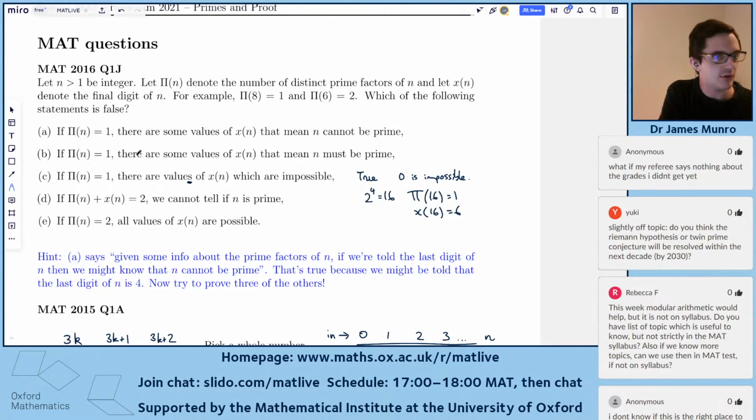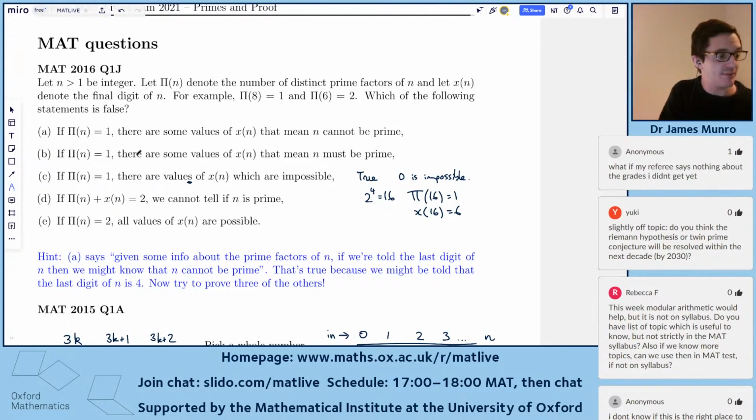This week, so on screen at the moment, we've got one of my referees says nothing about the grades I didn't get yet. Your referee will be asked to predict grades. It's part of the UCAS interface. They will be asked to predict grades in the qualifications you've got coming up. Do I think Riemann hypothesis or twin prime conjecture will be resolved within the next decade? I'm going to be pessimistic and say no. Sorry, I think they're both too hard.